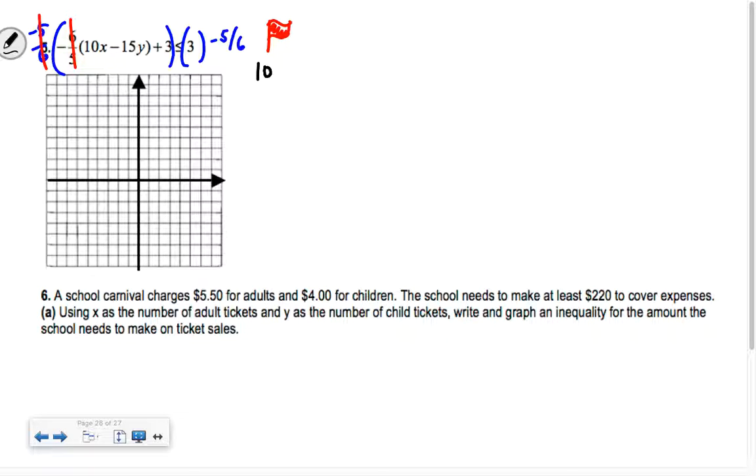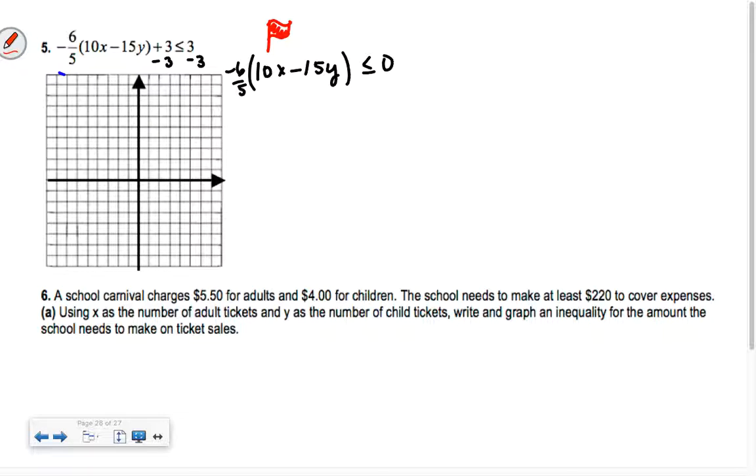So I'm going to have 10x minus 15y. And then, ooh, that's kind of tricky because I have that plus 3. I could have made this easier on myself. I could have subtracted 3 to begin with. Should I do that first? Yeah, let's do that. Did you guys all recognize that? I didn't see it sneaking in there. So I subtract the 3. So I'm going to have my negative 6/5. All of that is less than or equal to 0.